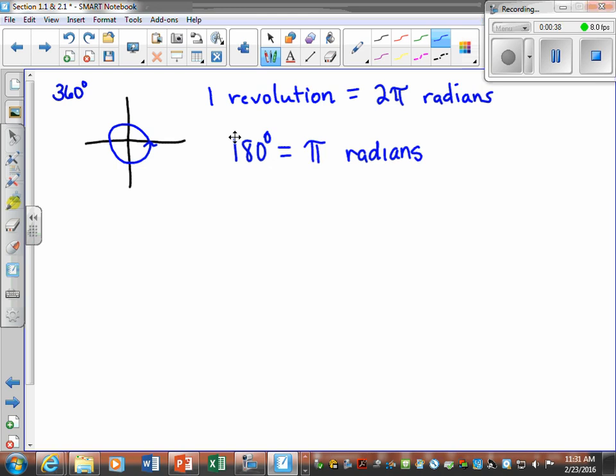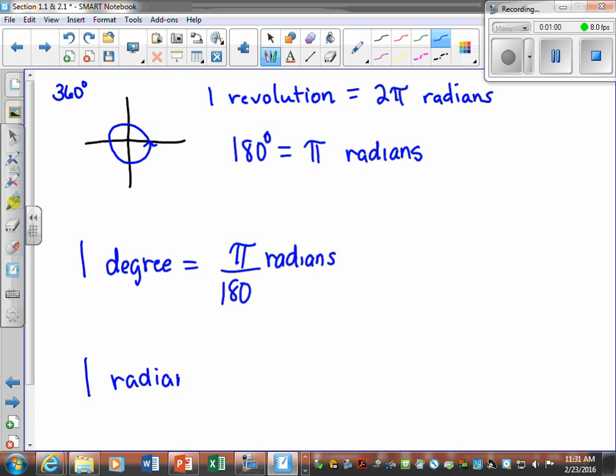Okay, and we have our formula, so 1 degree is equal to pi over 180 radians. And that's just solving for degrees or solving for pi using this information here. The other thing is 1 radian is equal to 180 divided by pi degrees.